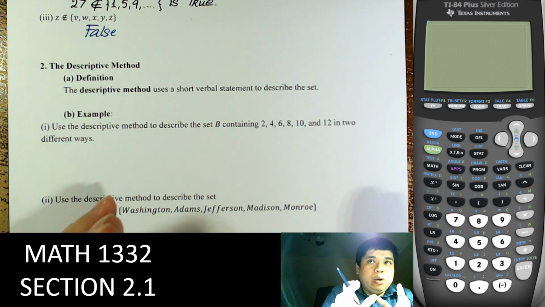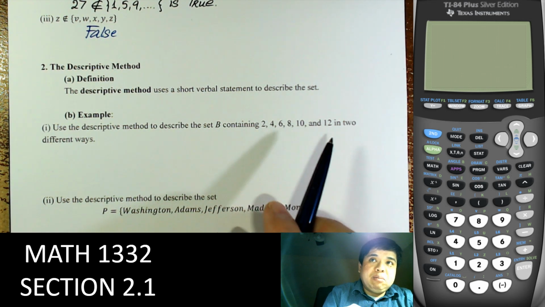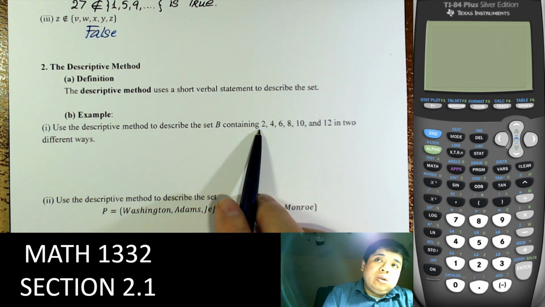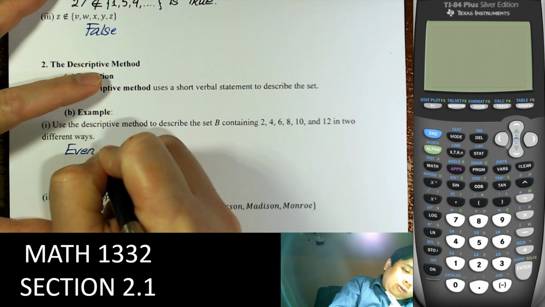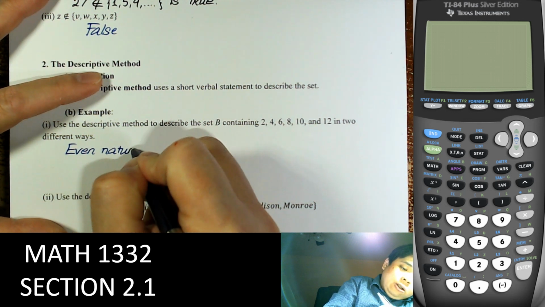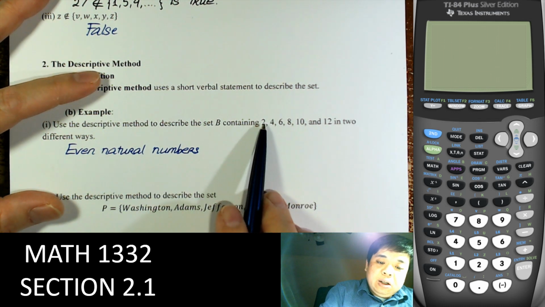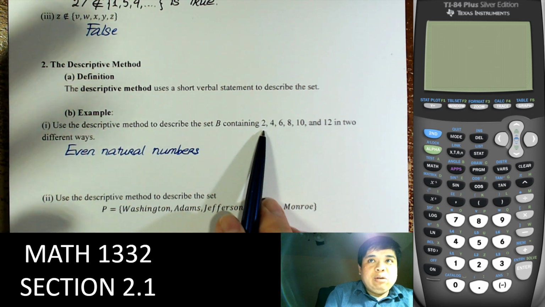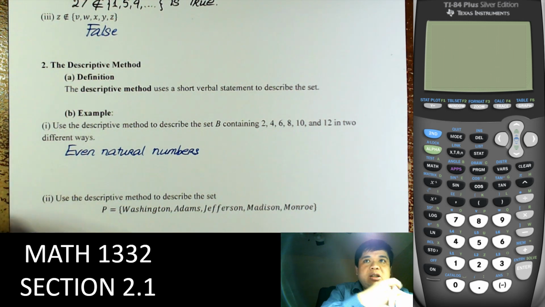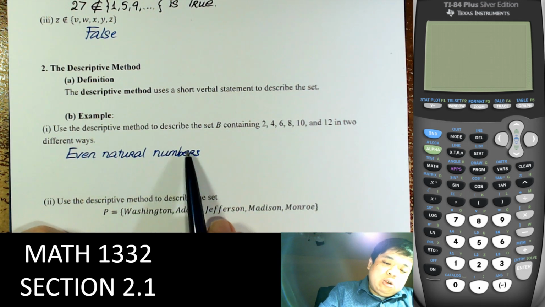Remember, 0 is also even, and negative 2 is also even. But this is bigger than 0. All of them are positive even numbers. So actually, we say even natural numbers. The first natural even number is 2. 0 doesn't count, 0 is not in the natural numbers. We start from 1, which is not even, so we exclude it. We start from 2 as the first natural even number, then 4, 6, 8, and so on. So we say even natural numbers that are less than or equal to 12.